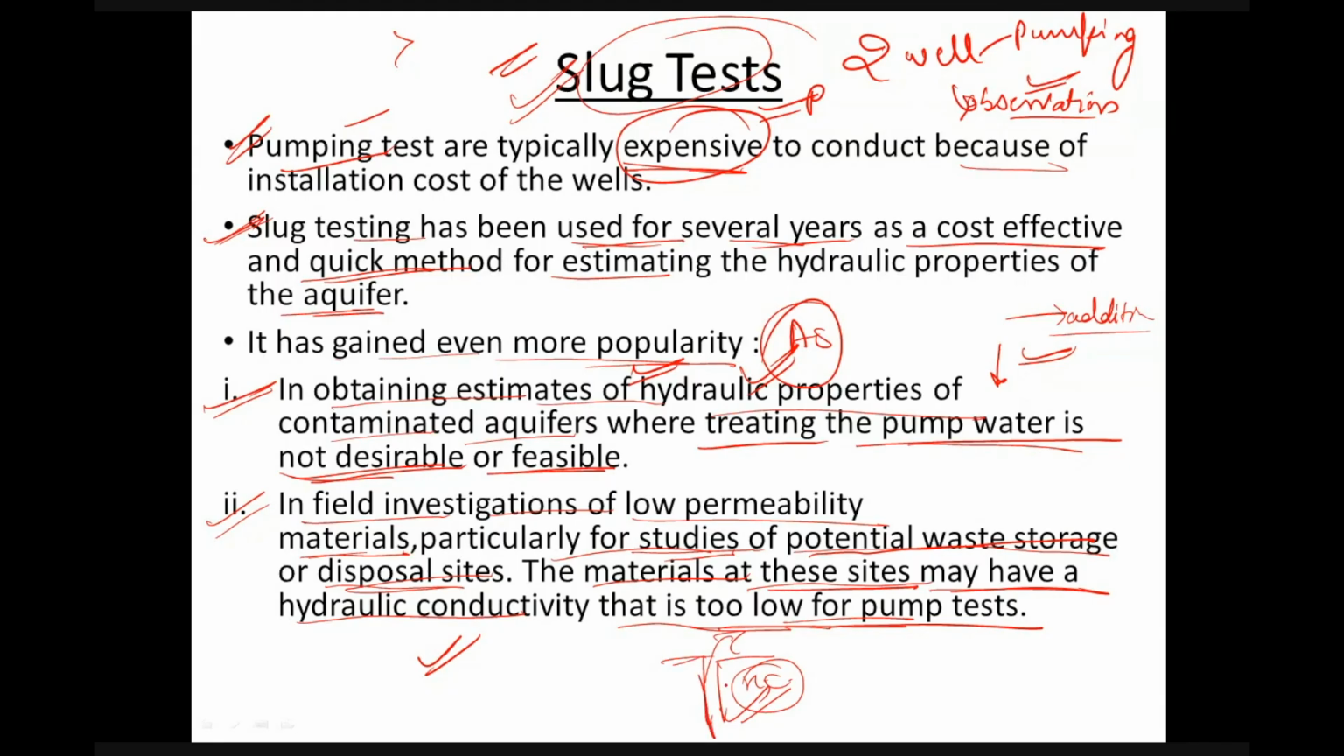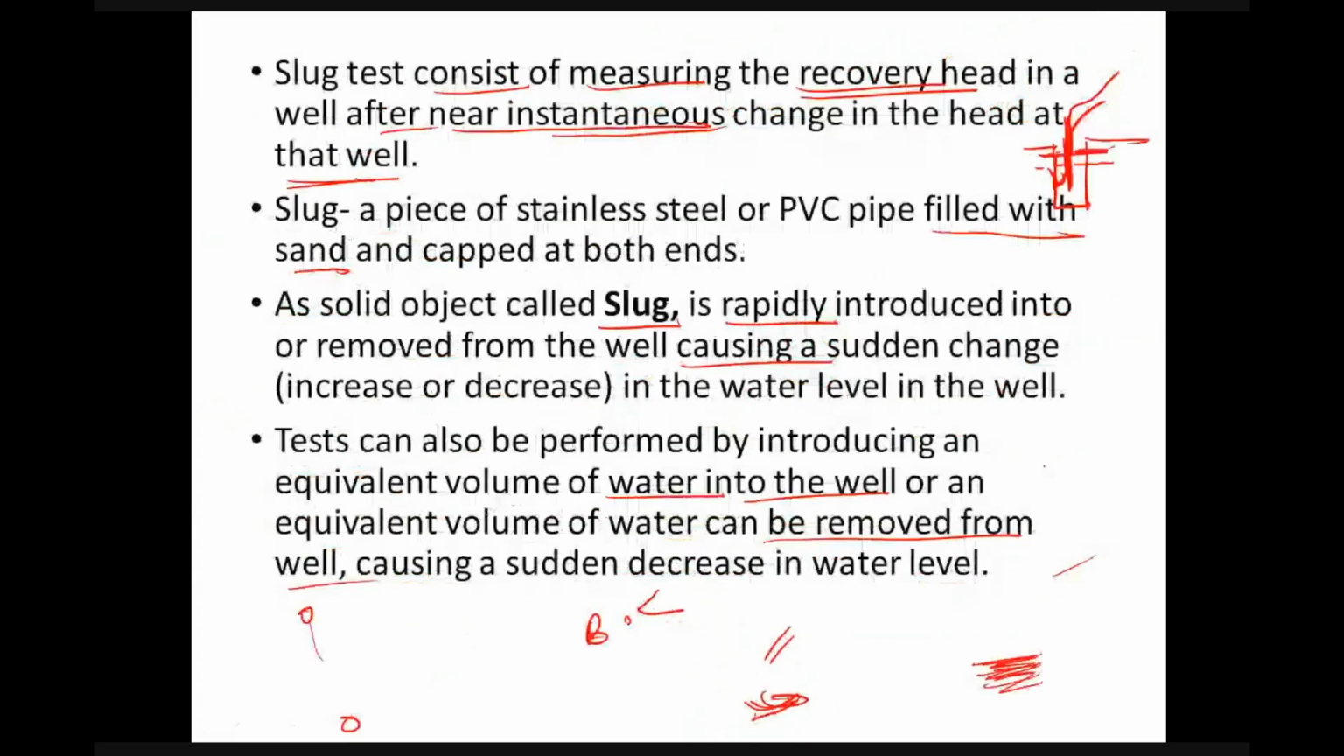Now, if the hydraulic conductivity is very low, then why are we considering the hydraulic properties in that aquifer? Let's say we have to dispose of some waste material. If the hydraulic conductivity is very low, the contaminants will not be transported within this aquifer to long distances. So in that case also we use the slug test to determine the hydraulic properties of the aquifer.